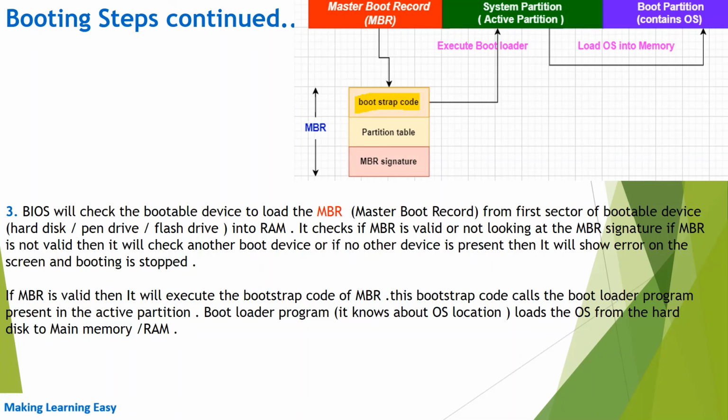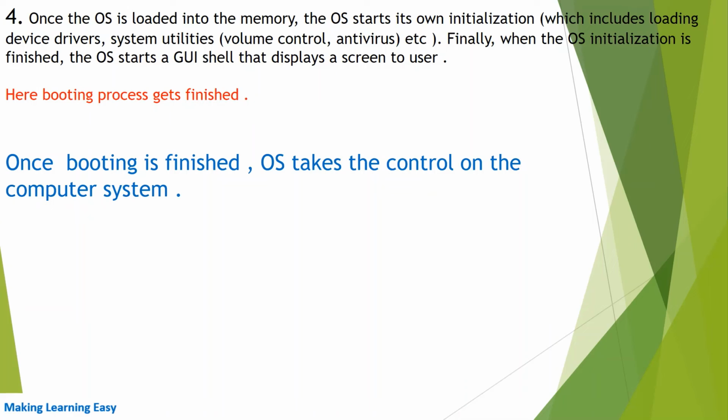So let's see the fourth step. Once OS is loaded into the memory, operating system starts its own initialization. Means it will load the necessary device drivers, it will load the system utilities, antivirus, volume control, and once the operating system initialization is completed, operating system starts a GUI shell which will display the screen to the user.